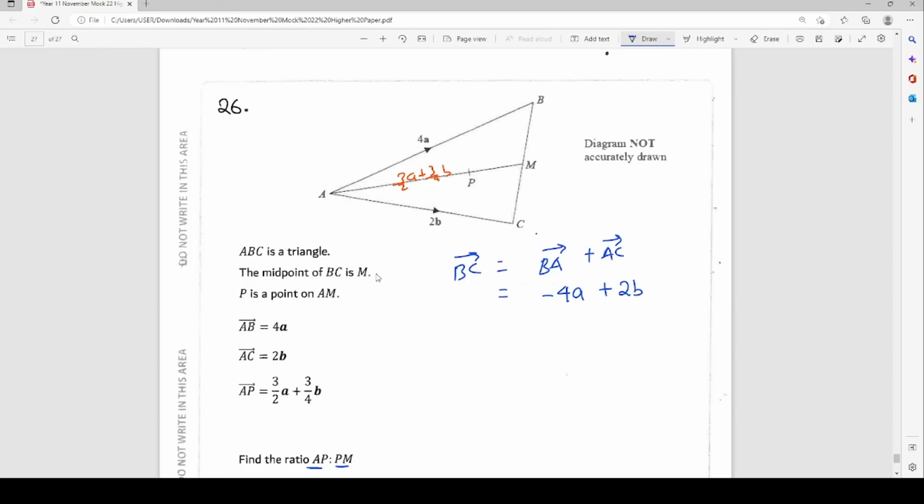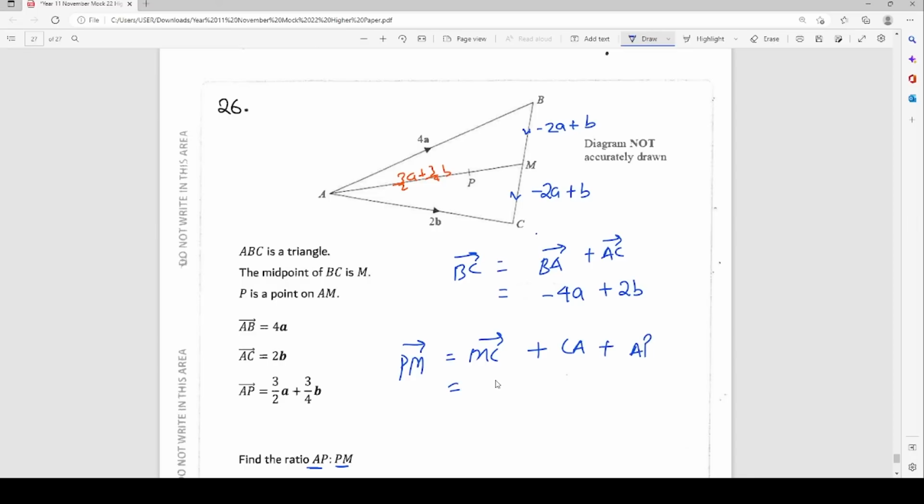And since the midpoint of BC is M, I can basically say that BM is nothing but negative 2A plus B, and MC is again going to be negative 2A plus B. All right, so we have got BM and we have got our vector MC. Okay, so let's see what we have to find now. We need to find the length of PM, no? So PM, can I write PM as MC plus CA plus AP?